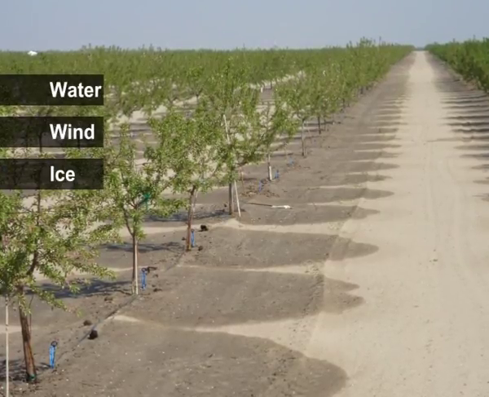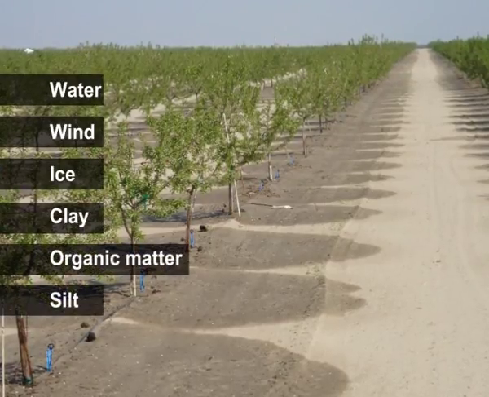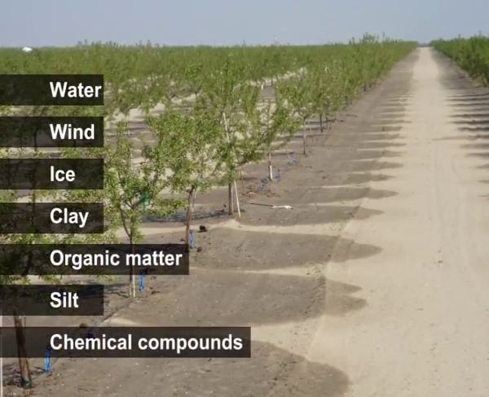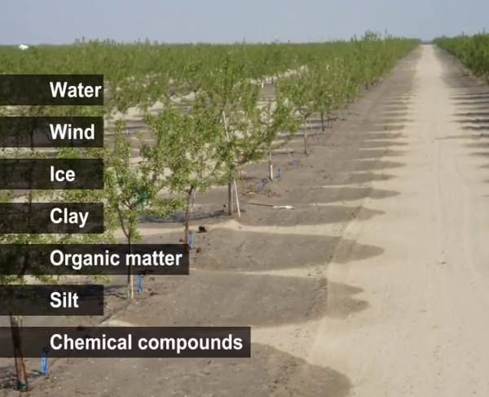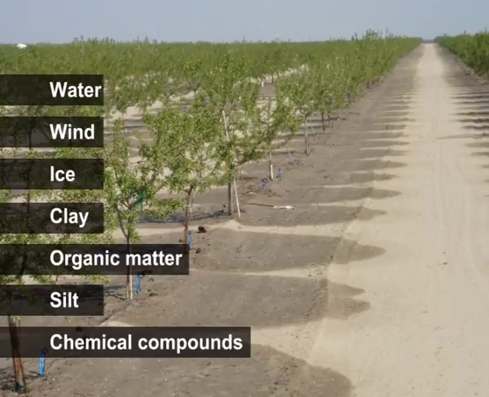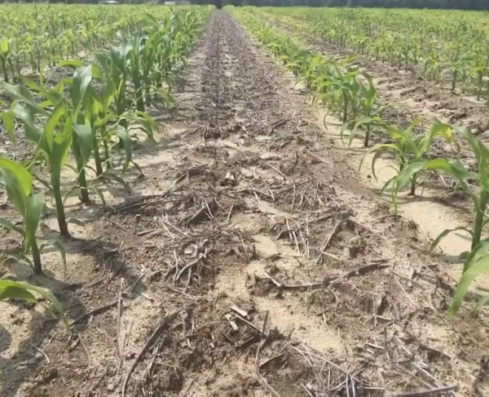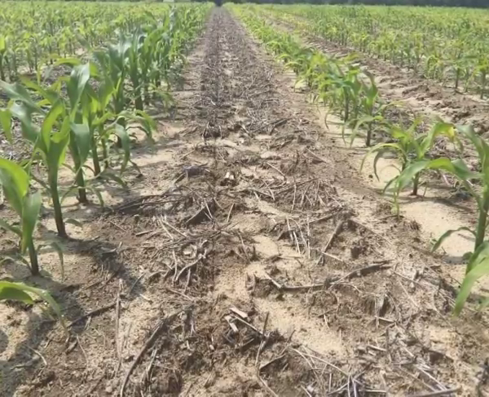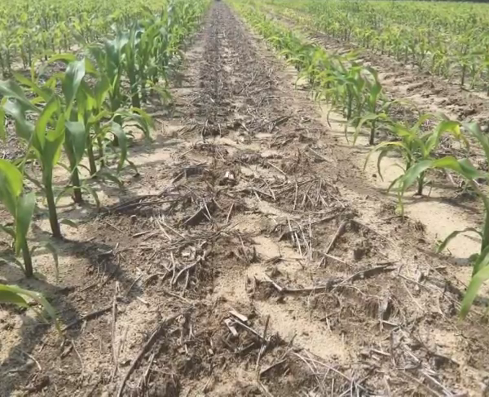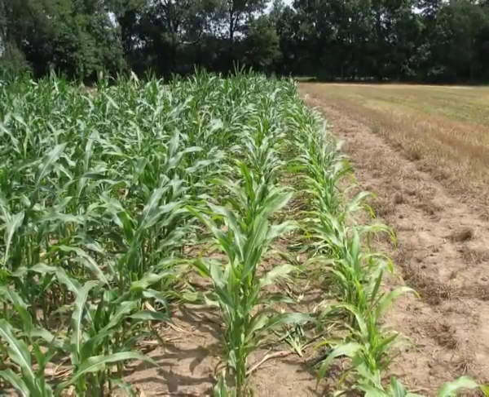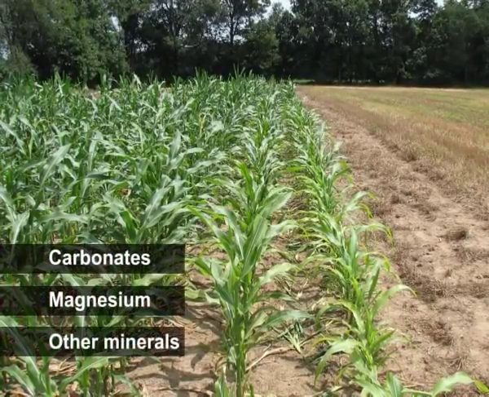The new particles including clay, organic matter, silt, or other chemical compounds are leached and eroded away or taken up from the soil by plants. As a result, the physical and chemical compositions of the newly accumulated materials together with the soil parent material are altered. A prime example is the leaching out of some carbonates, magnesium and other minerals.